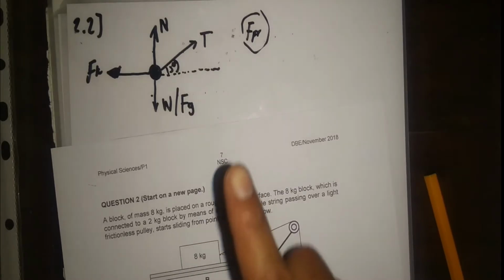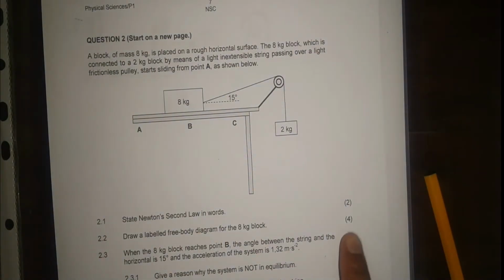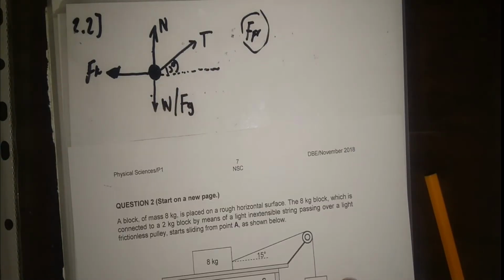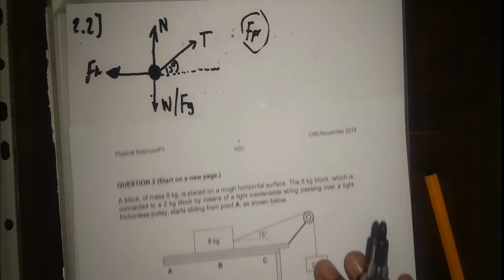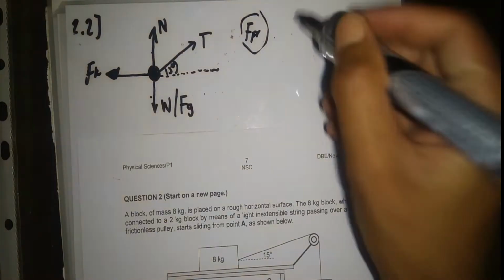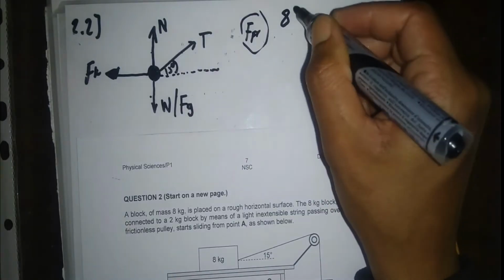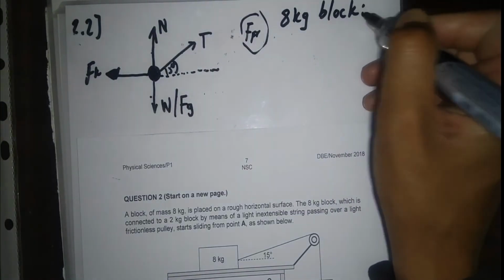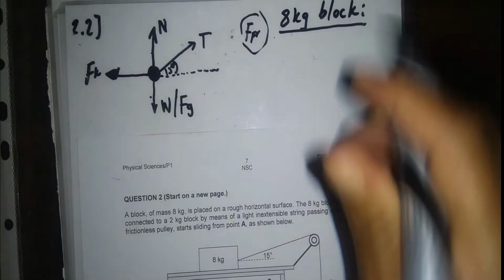If you have anything less, and then ubona ama marks wakho athi 4, let's say mhlawumbe una 2 yama forces ku free body diagram yakho, know that ukuthi you are missing some forces ku sketch sakho. So lena it's for the 8 kg block, free body diagram for the 8 kg block.